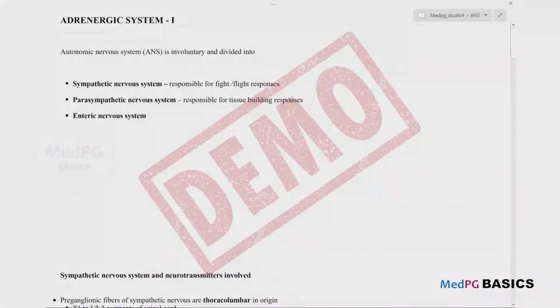Hello friends, today we are learning about the adrenergic system. We'll be covering this under two sessions. In the first part, we'll be covering the anatomy of the sympathetic nervous system, the receptors and the actions of the sympathetic nervous system. And in the second part, we'll be dealing with the sympathomimetic agents.